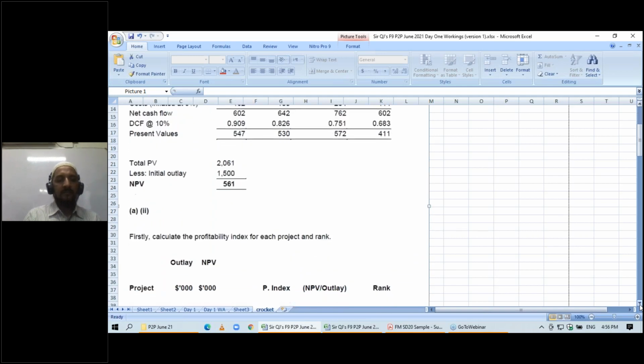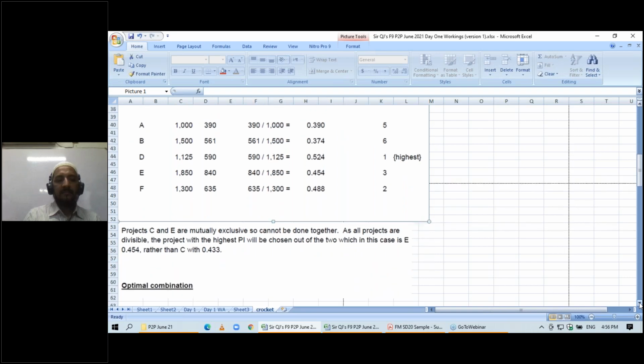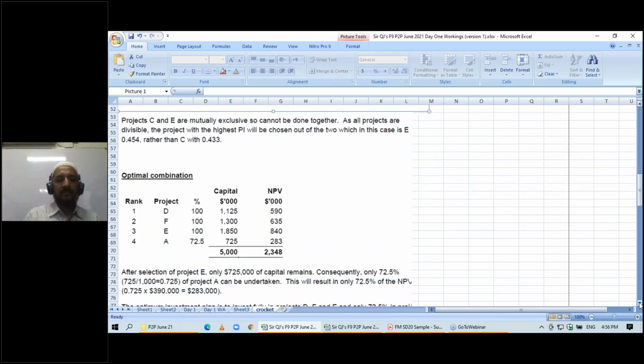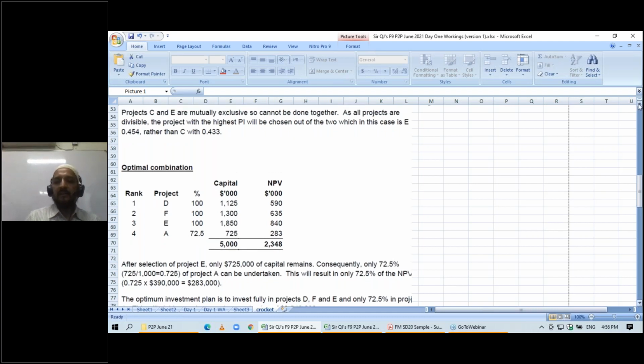Then the calculation of profitability index, NPV per initial investment amount, and the ranking. And then the best combination of the projects that shall be selected to arrive at the highest NPV that can be earned, the optimal combination.